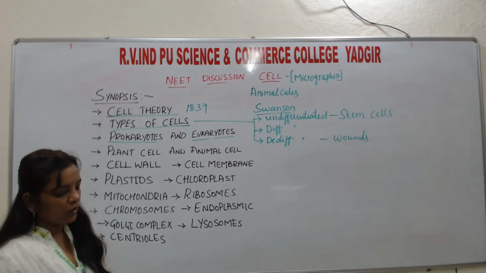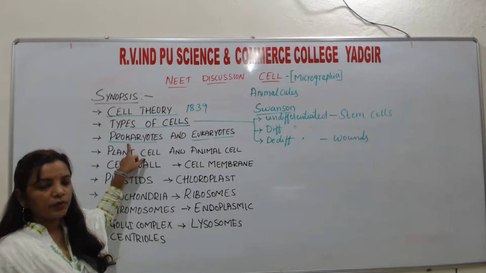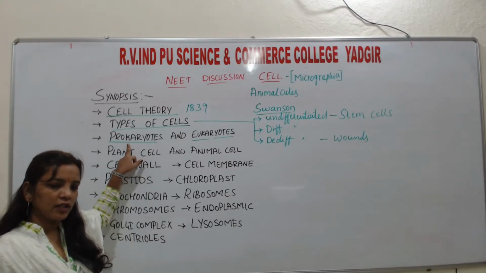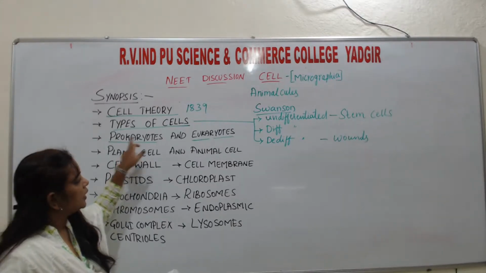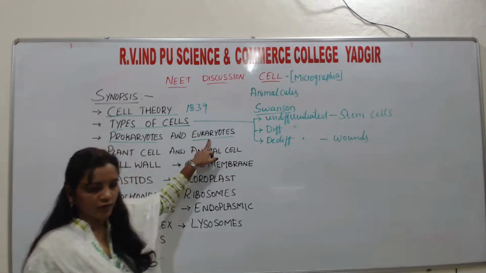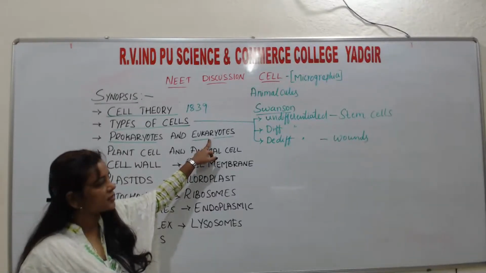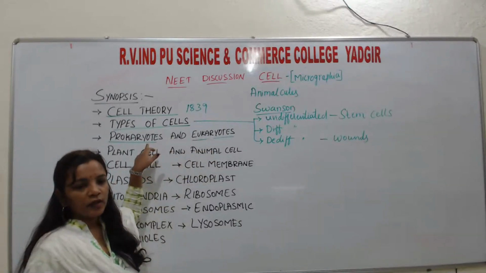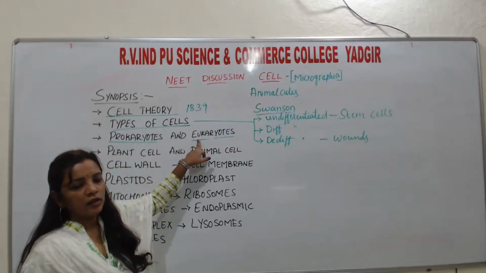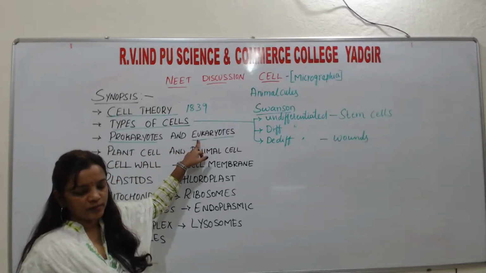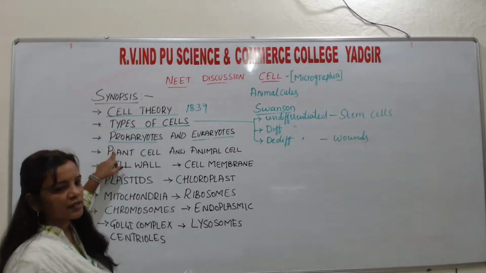If a cell wall is present in prokaryotes, it contains muramic acid. In eukaryotes, if the cell wall is present, muramic acid is absent. In prokaryotes the DNA is naked, which means histone is absent.